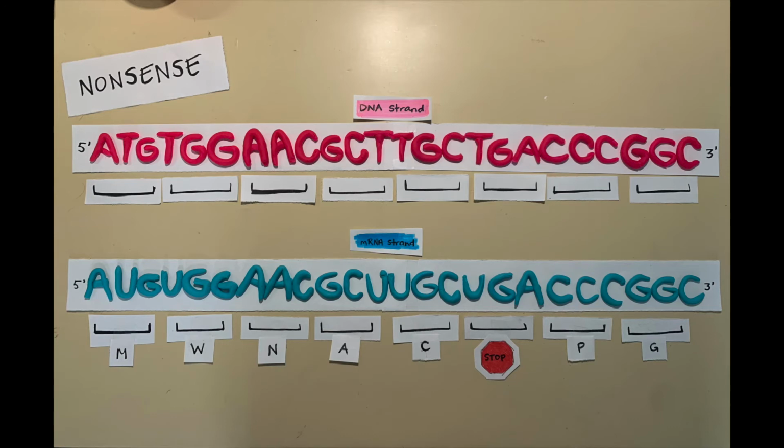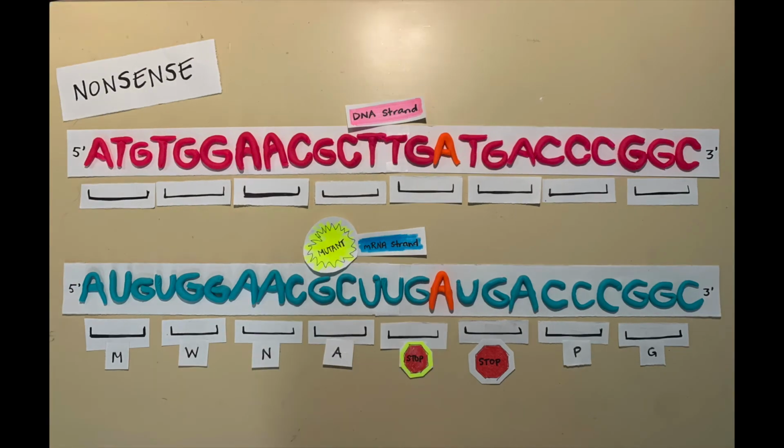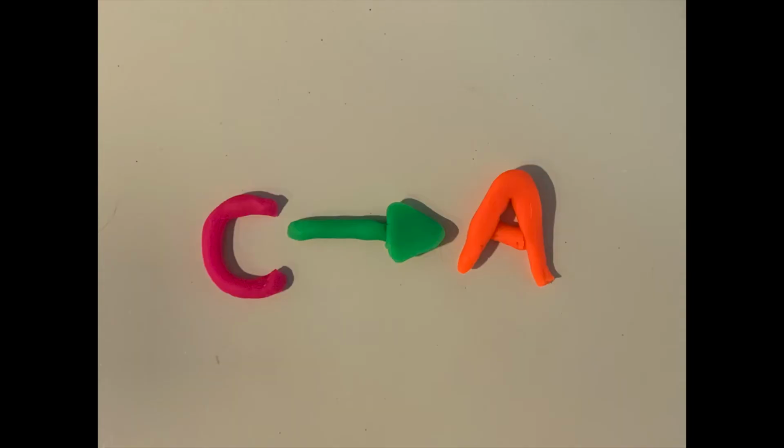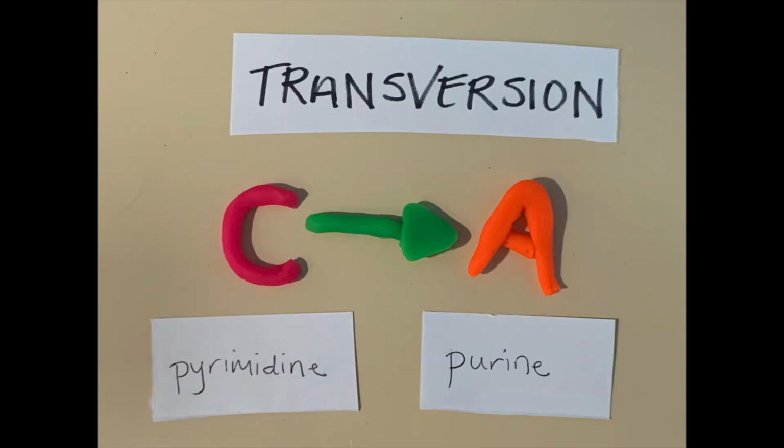Nonsense will cause a premature stop in protein synthesis. Let's look at the codon for cysteine. The original codon was UGC. We have now changed the C for an adenine base. This codes for one of the 3 stop codons, UGA. The change from a C to an A constitutes a transversion point mutation. C is a pyrimidine and has now been converted to a purine.